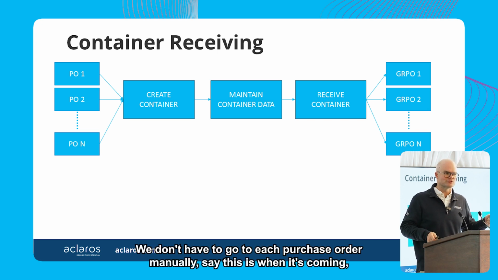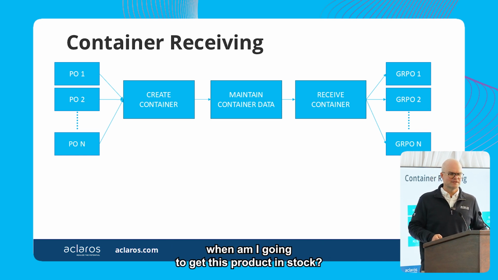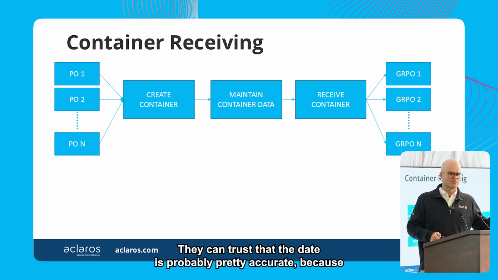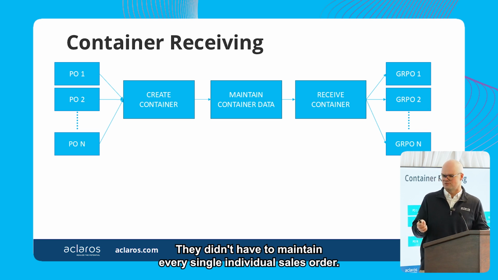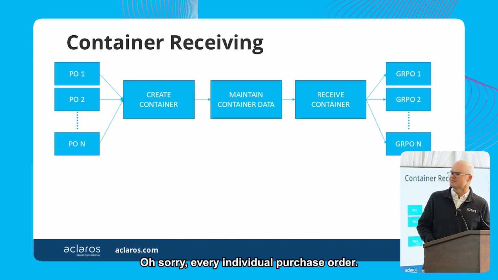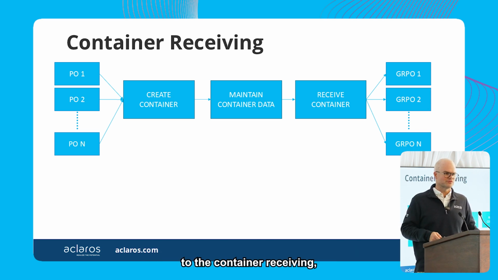We don't have to go to each purchase order manually to say this is when it's coming. If someone's looking up when they're going to get this product in stock, they can trust that the data is probably pretty accurate, because someone just had to maintain the container, not every individual purchase order. And then when the container gets received and comes into inventory, we post the container receiving.